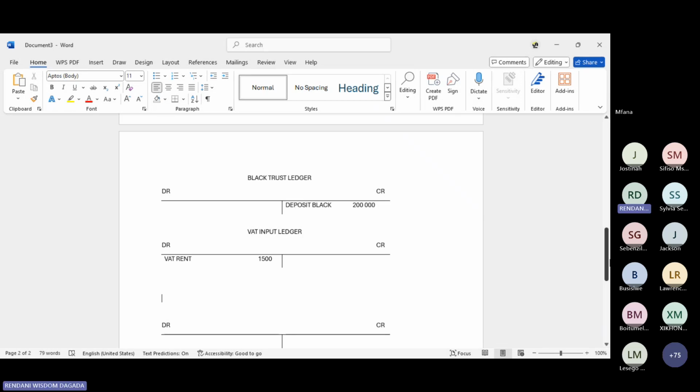Okay. The transaction that happened on the 4th. You purchase office furniture for 20,000 per HP agreement with XYZ Furniture.